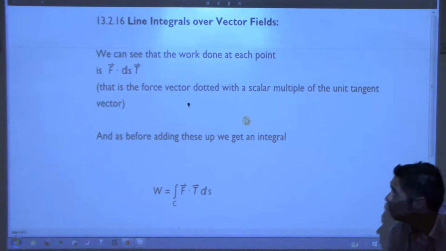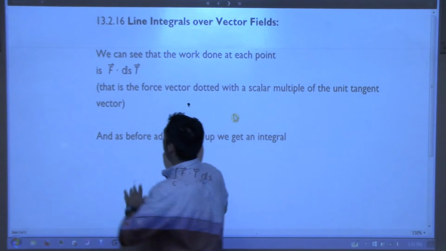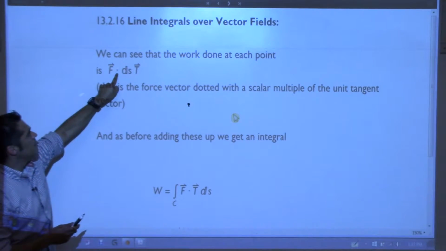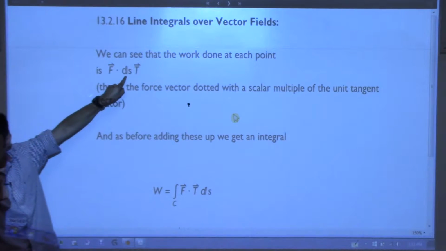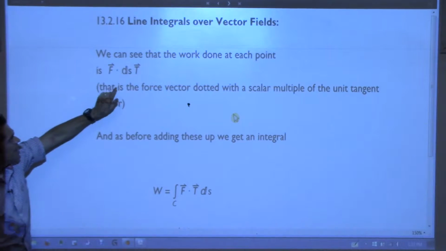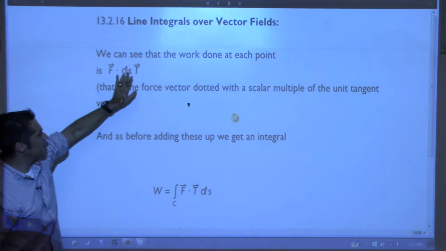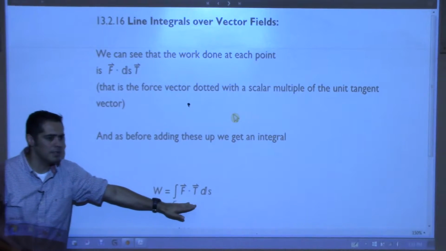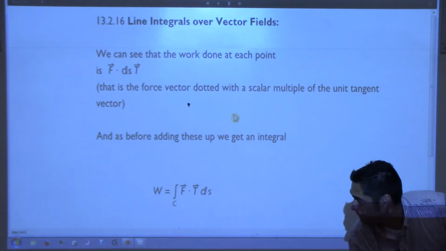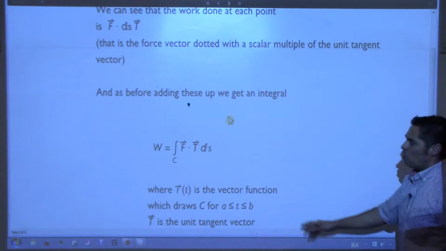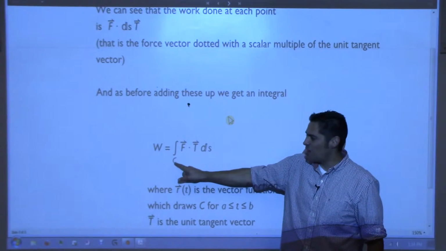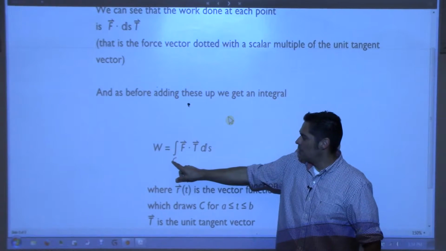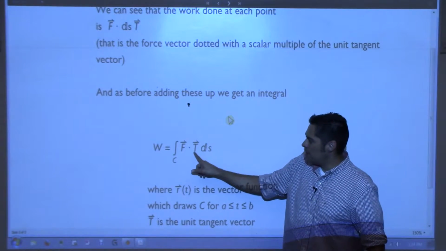So you get this. We can see the work done is that force vector dotted with the tangent vector, which is length 1, but then scaled by the ds, which is the arc length. And if I rewrite this, moving the scalar to the other side using properties of dot products, this is equivalent to this. The total work done will be the line integral, the sum of all these little pieces of F dotted with T ds.